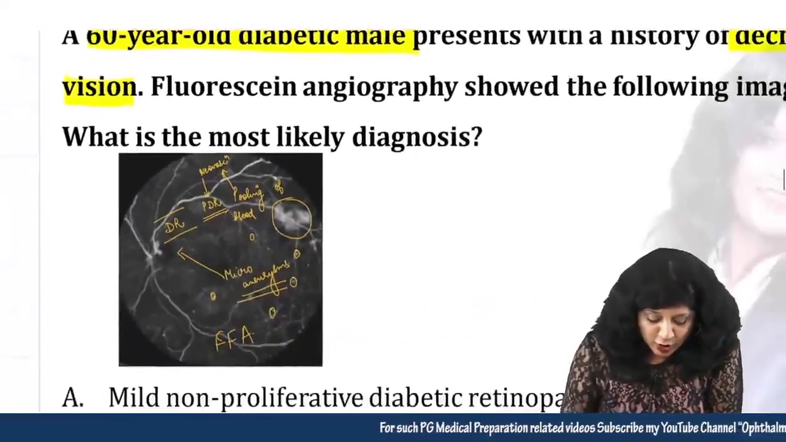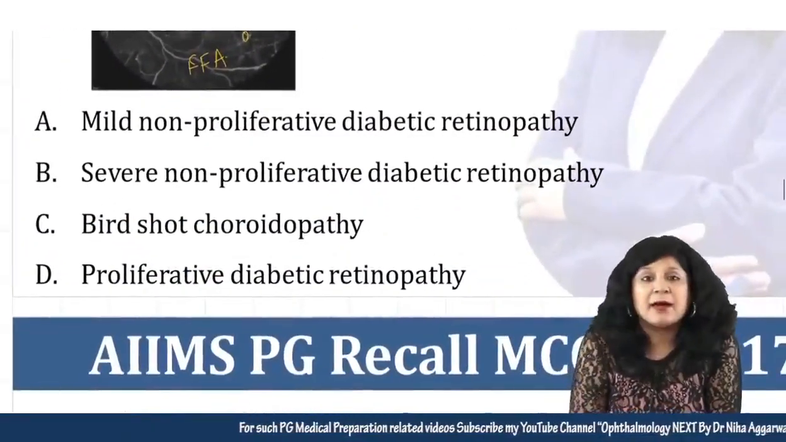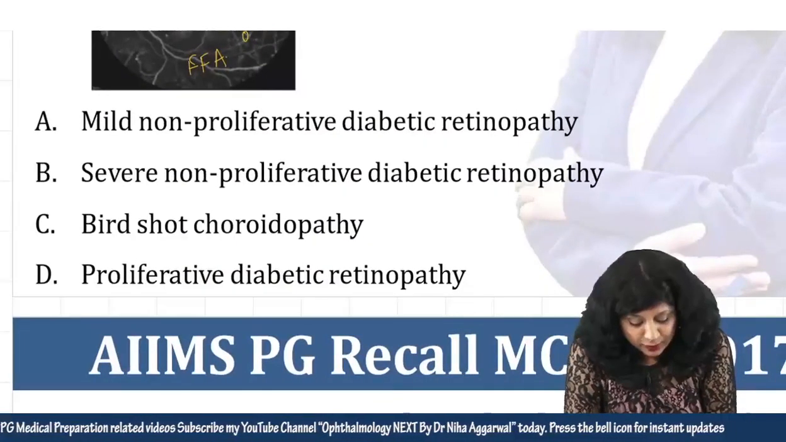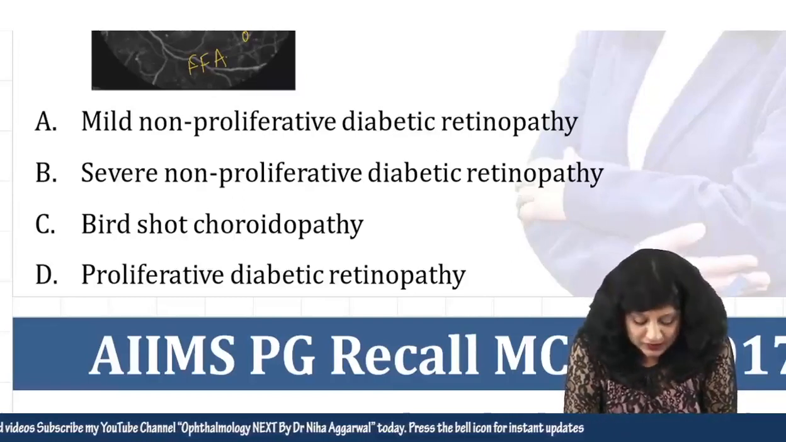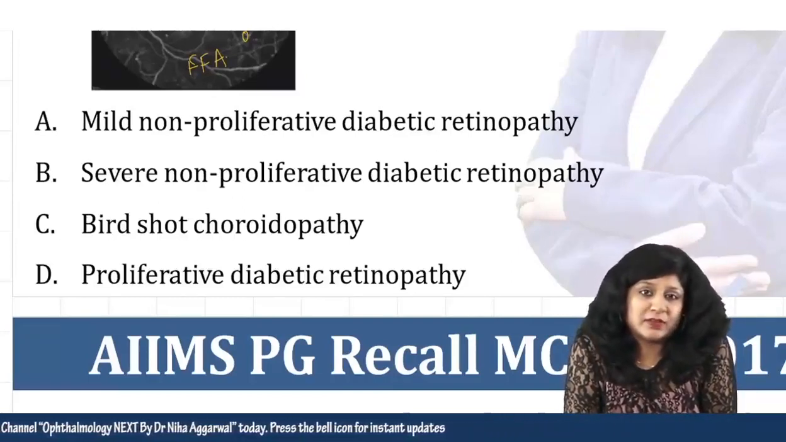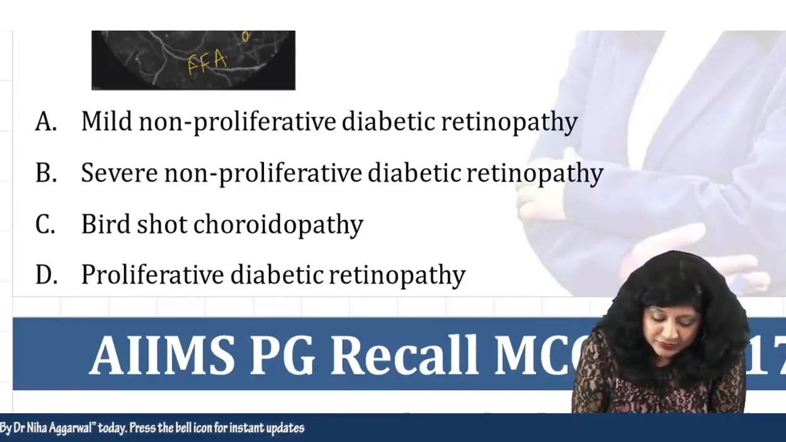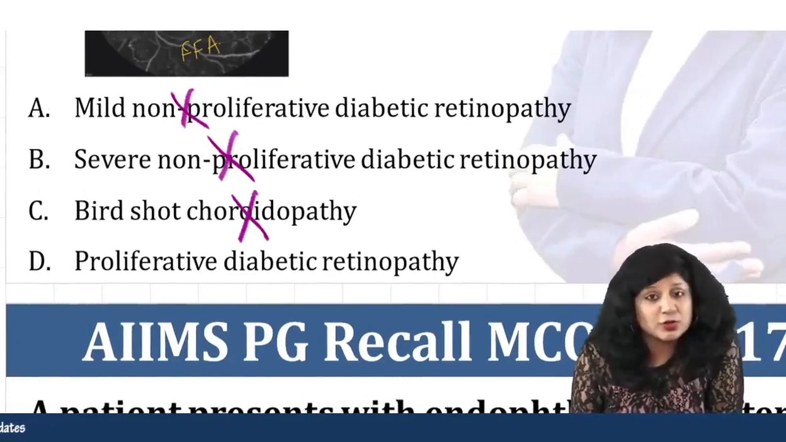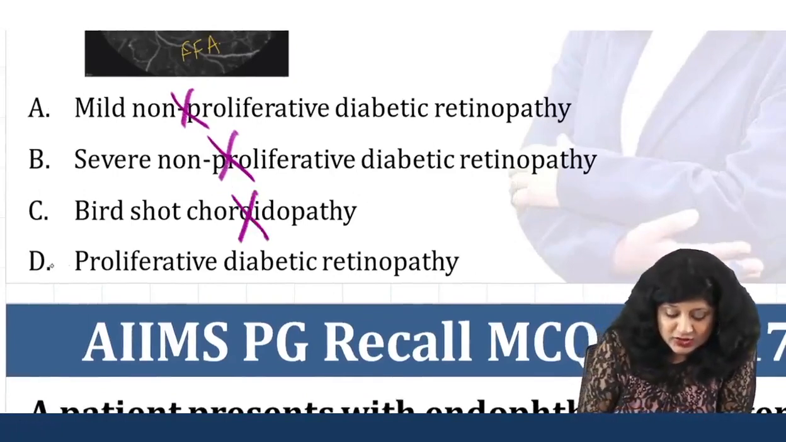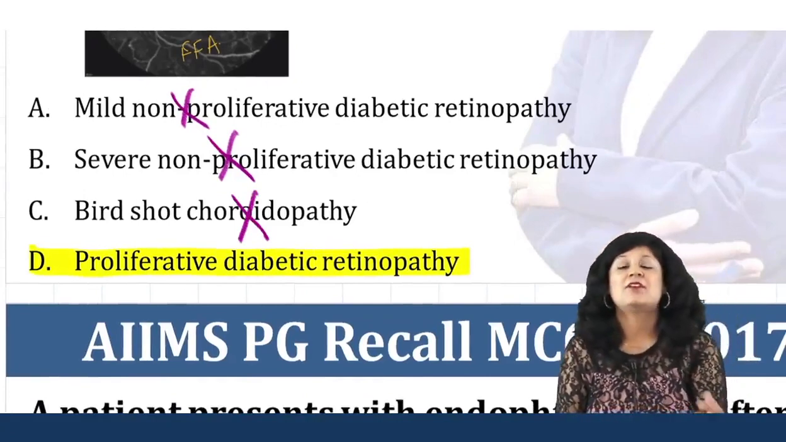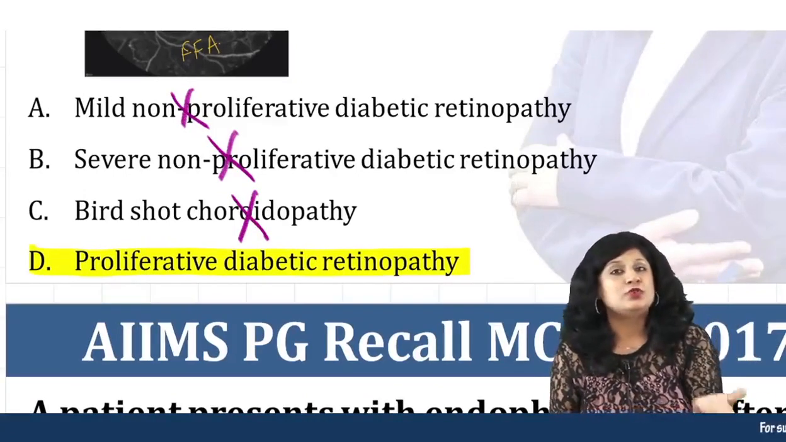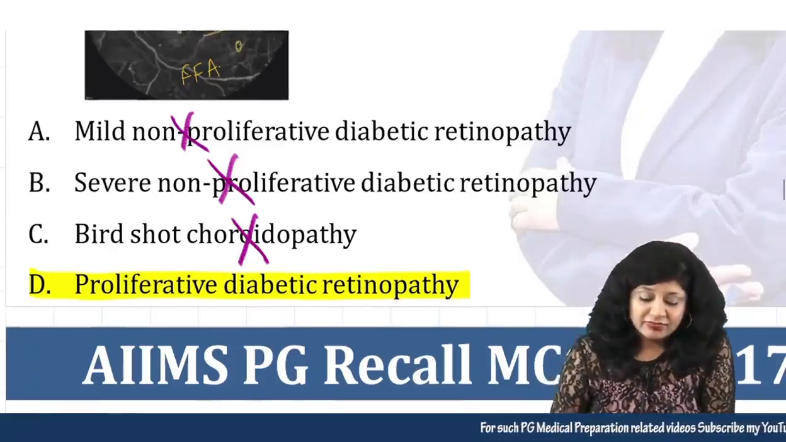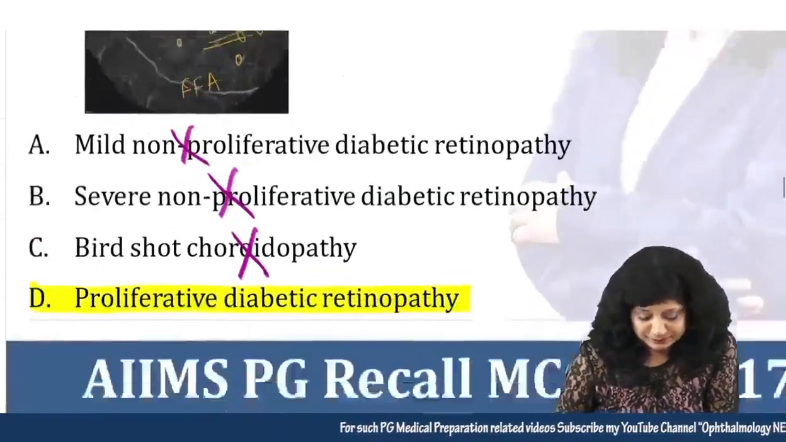Therefore, now look at the options. We have mild NPDR, mild non-proliferative diabetic retinopathy, severe non-proliferative diabetic retinopathy, Purtscher choroidopathy, or proliferative diabetic retinopathy. So, it is not the NPDR, not a choroidopathy also. So, what is the answer? Answer to this question is the proliferative diabetic retinopathy, where you have lot of neovascularization. Due to neovascularization, there will be bleeding, there will be leaking, there will be pooling of the blood, and that is shown in the form of this FFA.